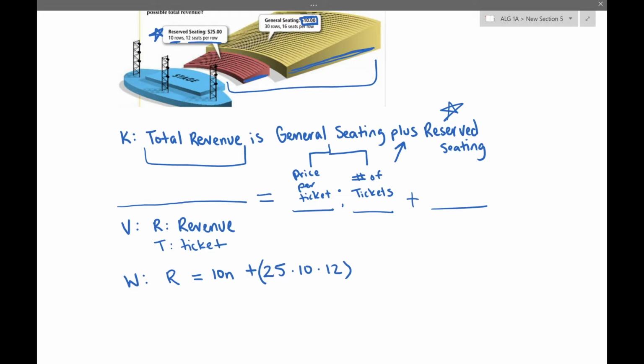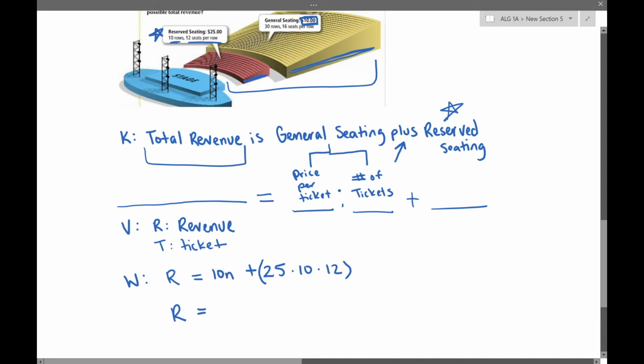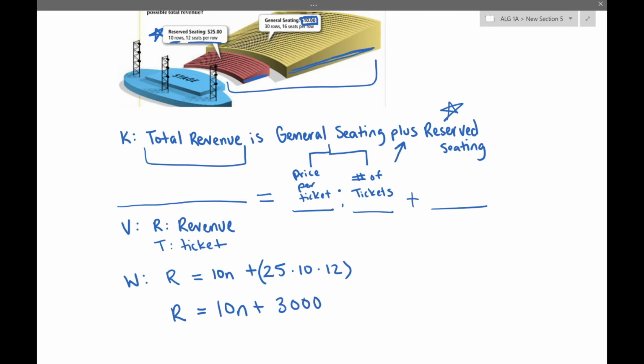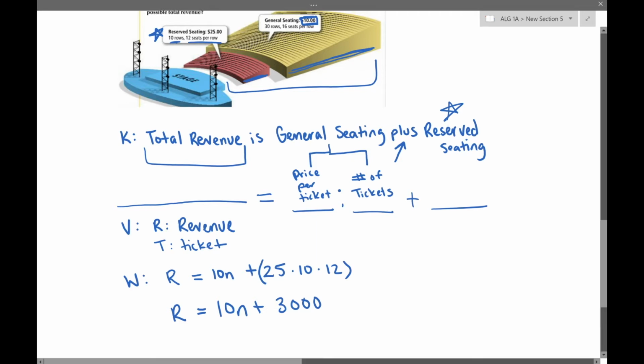So if I multiply all these together and simplify this, my total becomes R equals 10n plus 3,000. 25 times 10 times 12 gives us 3,000. Okay? So again, all this is total revenue equals general seating plus reserved seating. General seating is $10, reserved is $25. There's 10 rows times the 12 seats. Okay? All right.